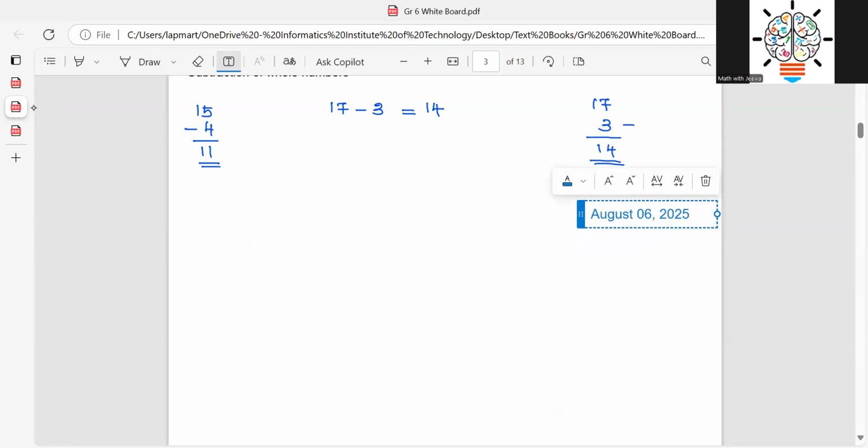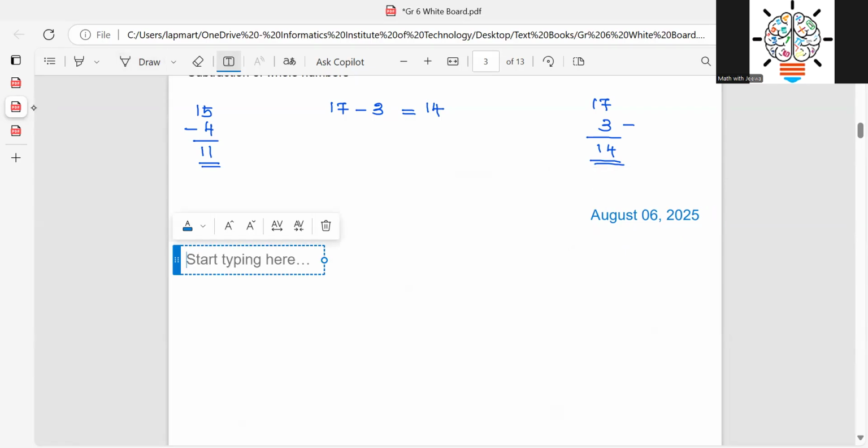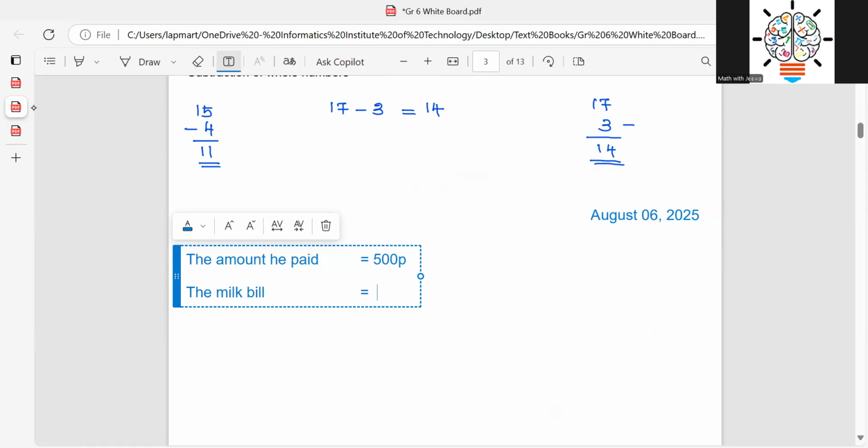This is a continuation of yesterday's topic in your theory book. Therefore, no need to write any subtopic. It's just a continuation. You can write the amount. You can write 500 pence because we know 5 pounds is 500 pence. Milk bill, 97 pence.